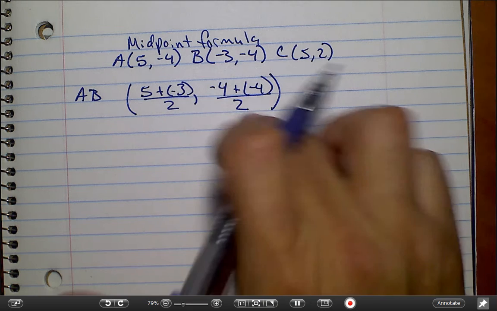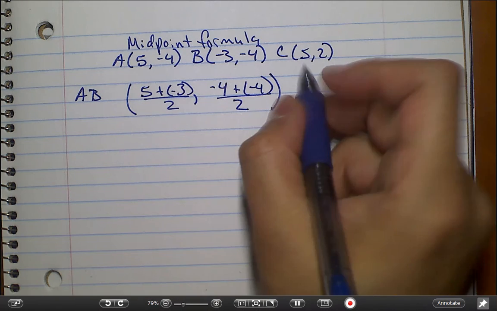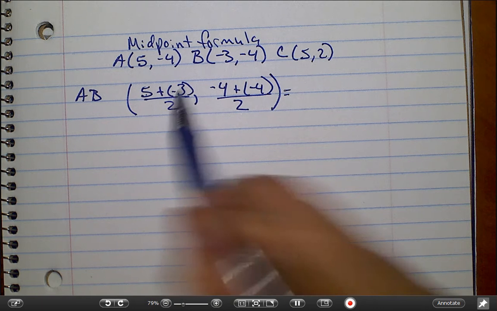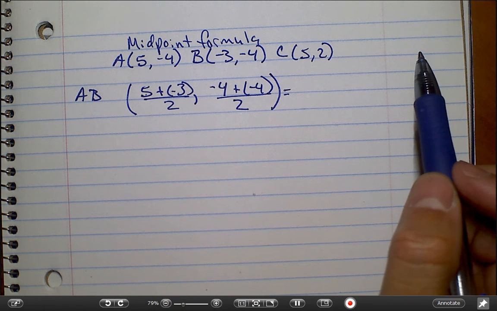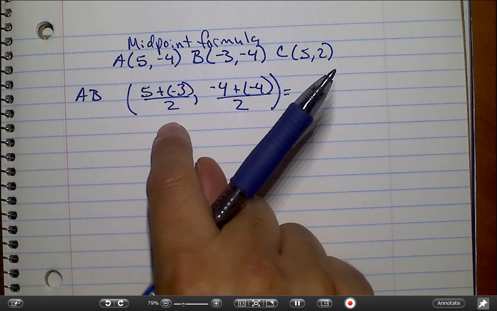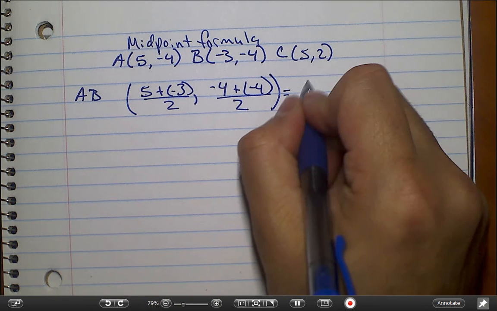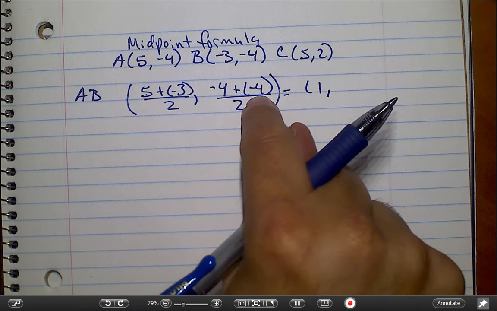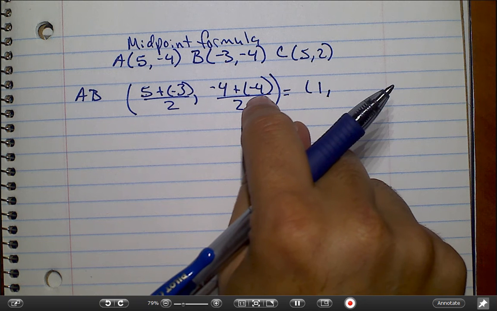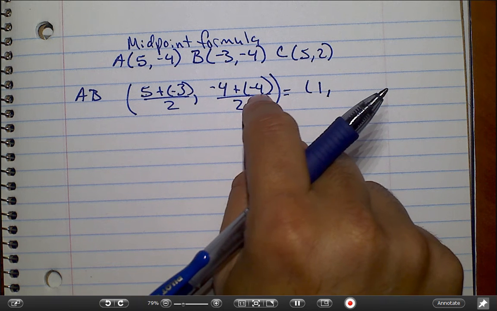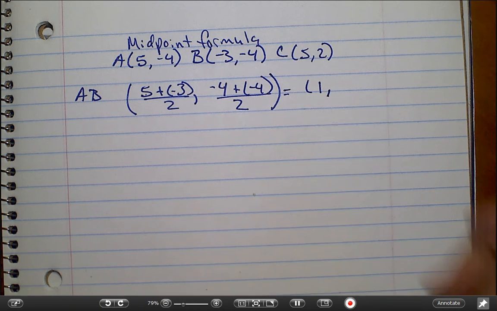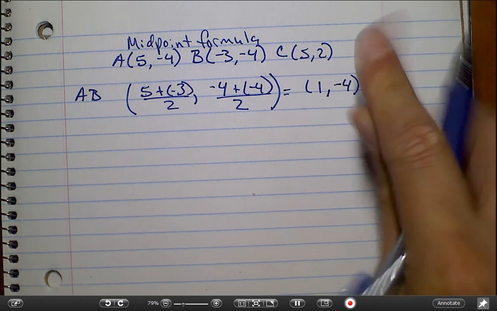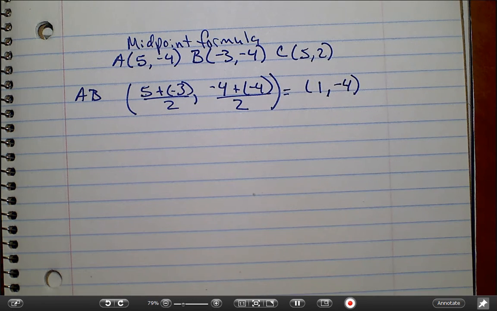I'm just plugging numbers into the formula. This is going to give me 5 plus -3 is 2, right? 2 divided by 2? 1. So I'm going to have 1, comma. -4 plus -4 is -8? Yes. Okay, -8 divided by 2 is -4. Very good. So that's the midpoint of AB.